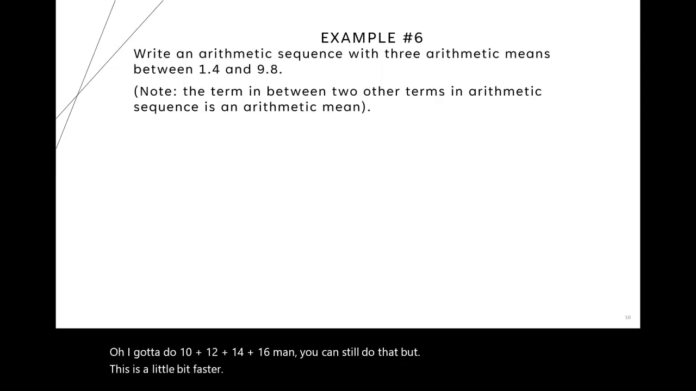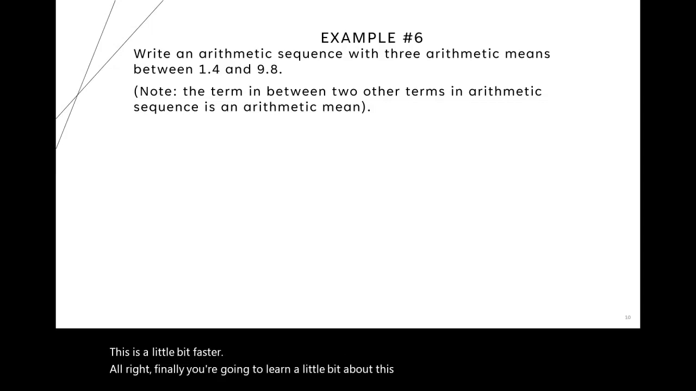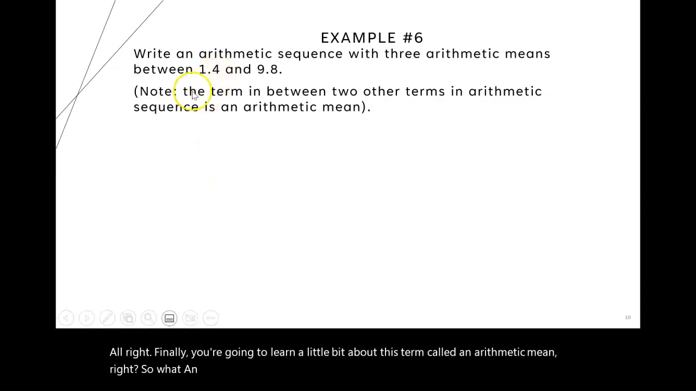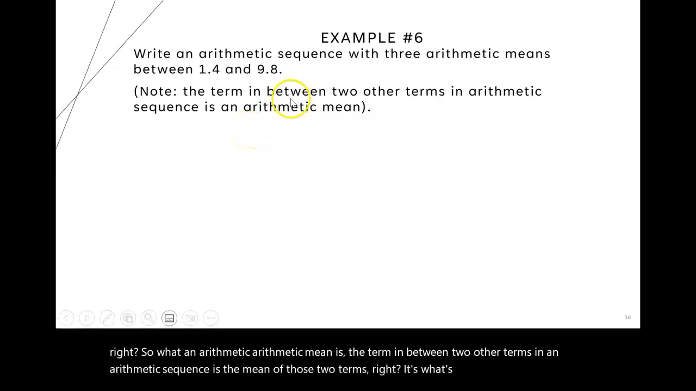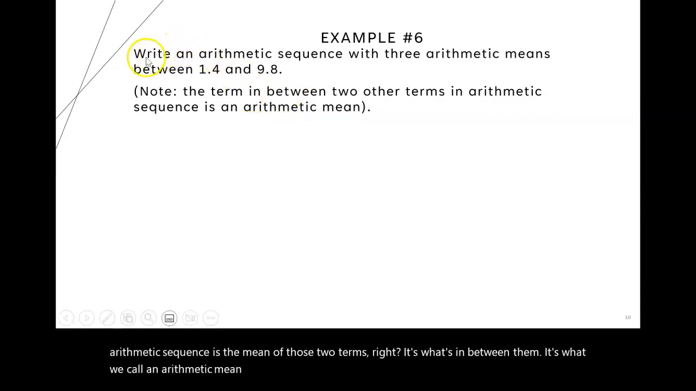Finally, you're going to learn a little bit about this term called an arithmetic mean. An arithmetic mean is a term in between 2 other terms in an arithmetic sequence, and it is the mean of those 2 terms. It's what's in between them. So let's say we want to write an arithmetic sequence with 3 arithmetic means between 1.4 and 9.8.